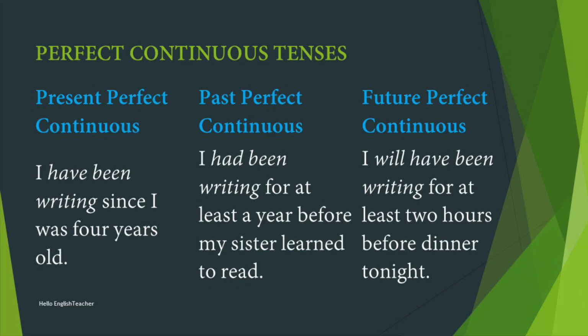So, let us look at the example given here. I have been writing since I was 4 years old. So, the duration of the time is also specified. So, have been writing is the present perfect continuous form.